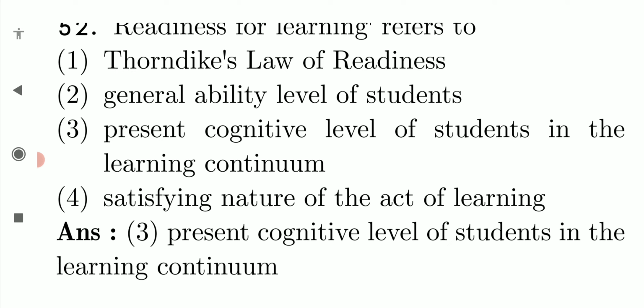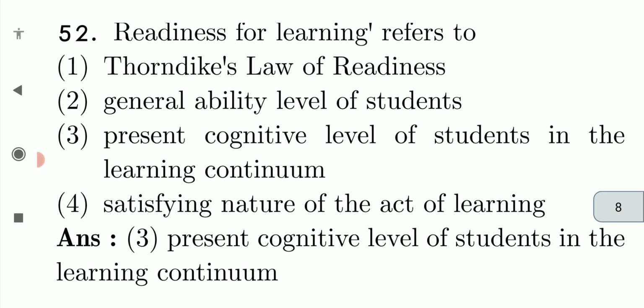Readiness to learning refers to Thorndike law of readiness, general ability level of students, present cognitive level of students in the learning continuum, satisfying nature of act of learning. Thorndike's readiness for learning is the present cognitive level of students in the learning continuum.